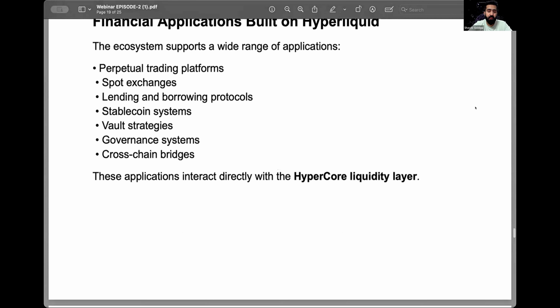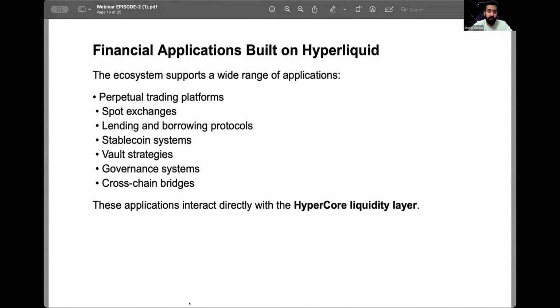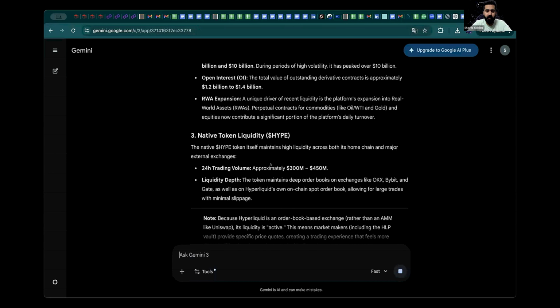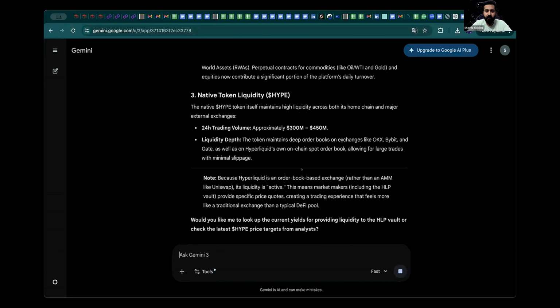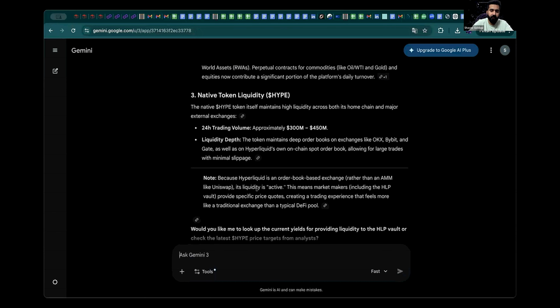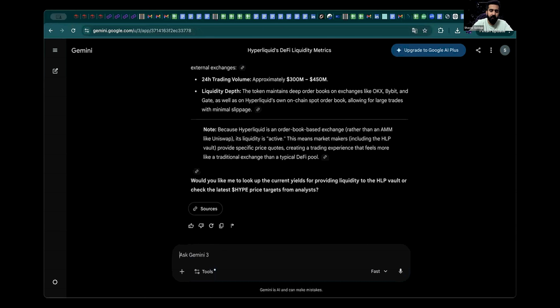Let's go to an AI and ask. Somebody go on AI and check what the liquidity on Hyperliquid is right now. So we check the TVL, it is around 500 million. And let's check the trading volume.